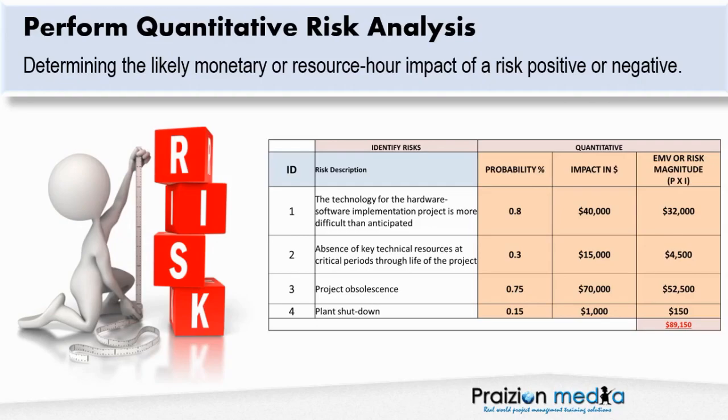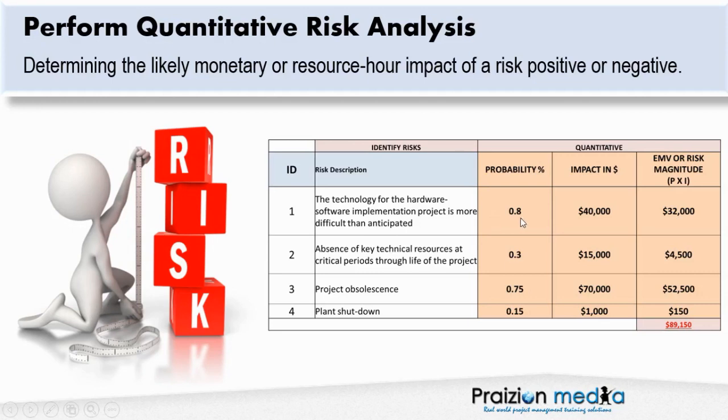In Perform Quantitative Risk Analysis, we are determining the likely monetary or resource hour impact of a positive risk or negative risk. As you can see in this example on the screen, we've got the probability in absolute percentage times the impact in dollars, and that gives us something called the EMV, expected monetary value or risk magnitude. P times I, where P is probability and I is impact.